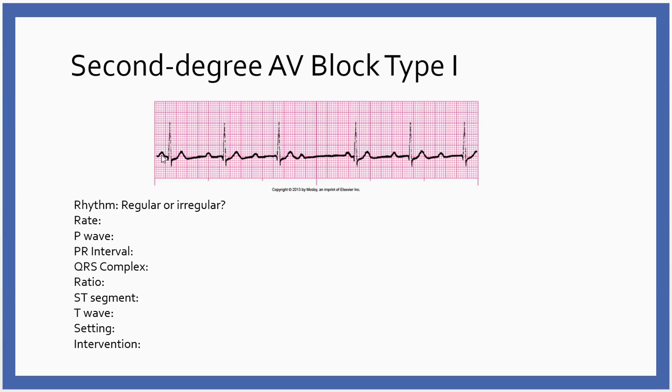So what do I have? I have a progressive lengthening of my PR interval, a drop, and then a reset with progressive lengthening, and that's second degree type 1, that pattern there.